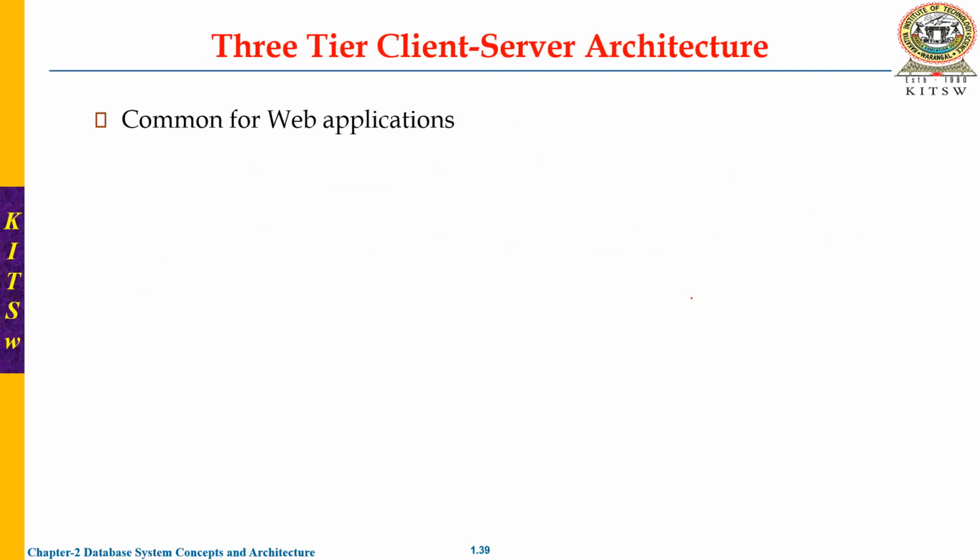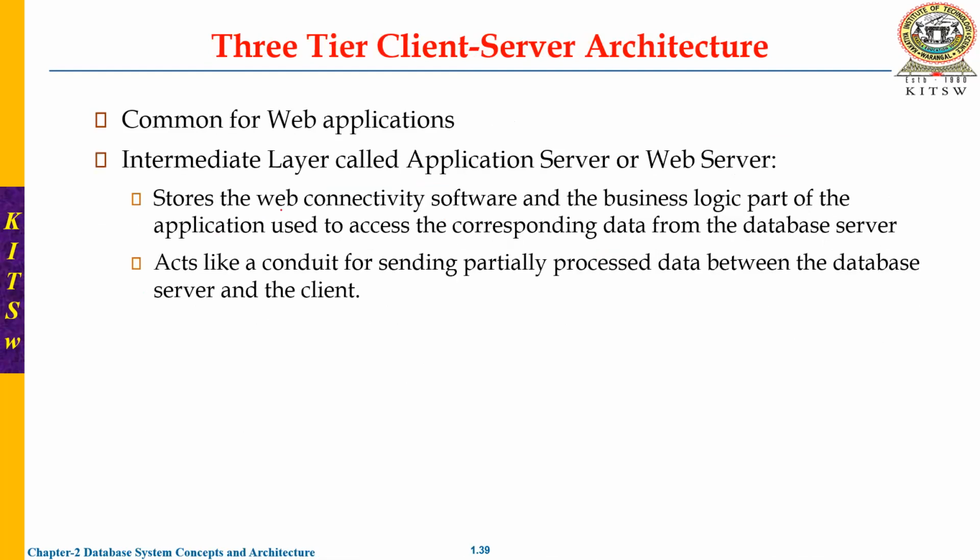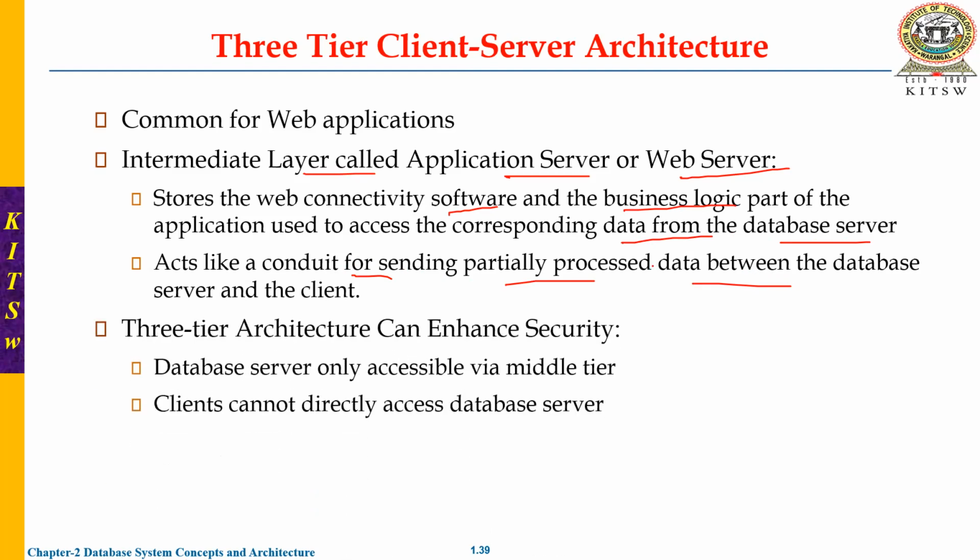Three-tier client server architecture. The common web application intermediate layer is called the application server or web server, and it stores the web connectivity software and the business logic part of the application used to access the corresponding data from the database server. It acts like a conduit for sending partially processed data between the database server and the client.